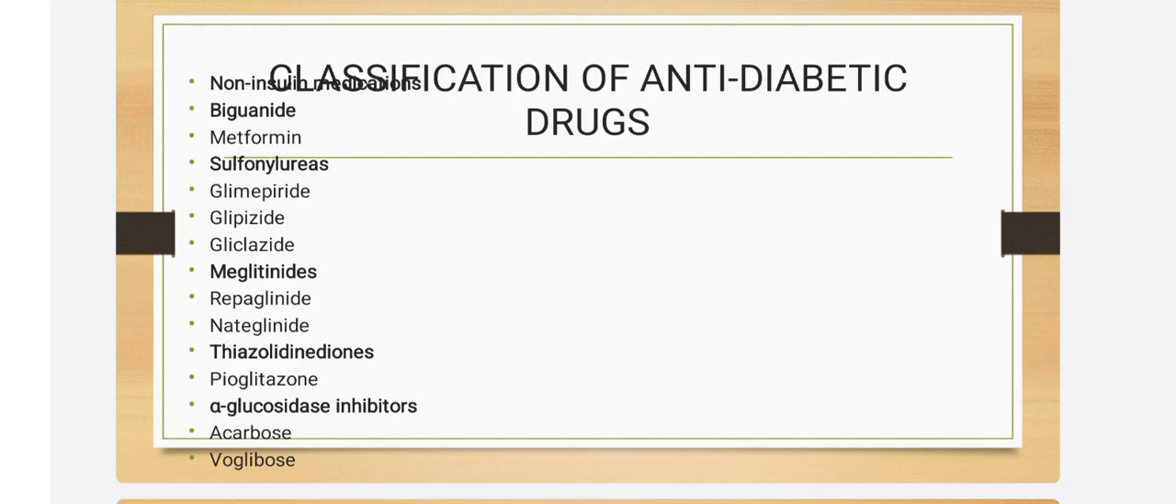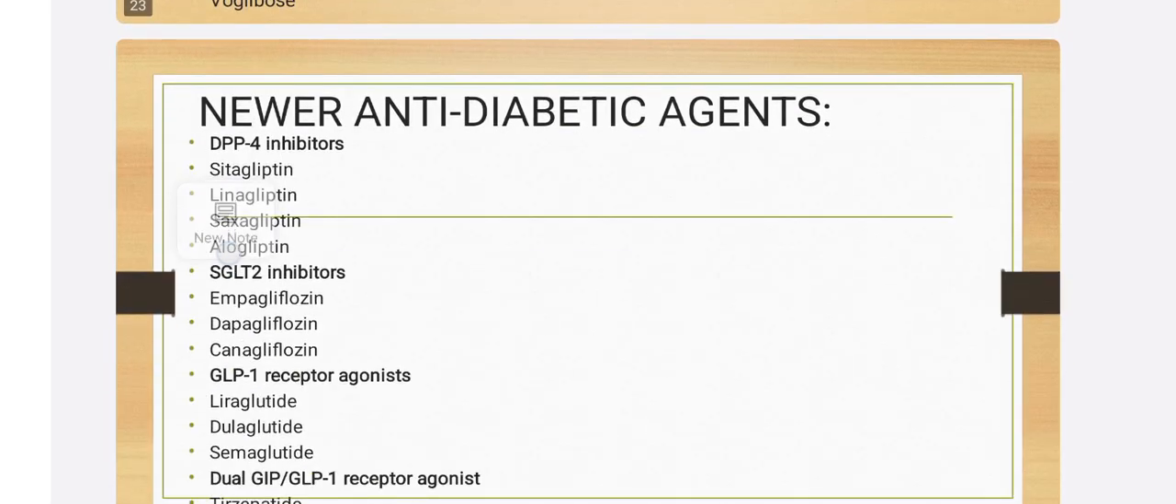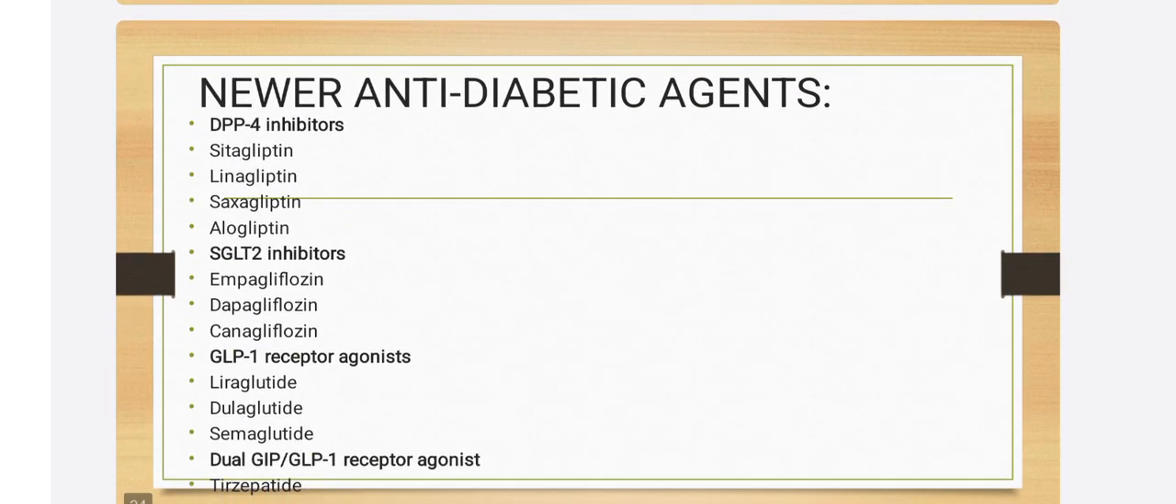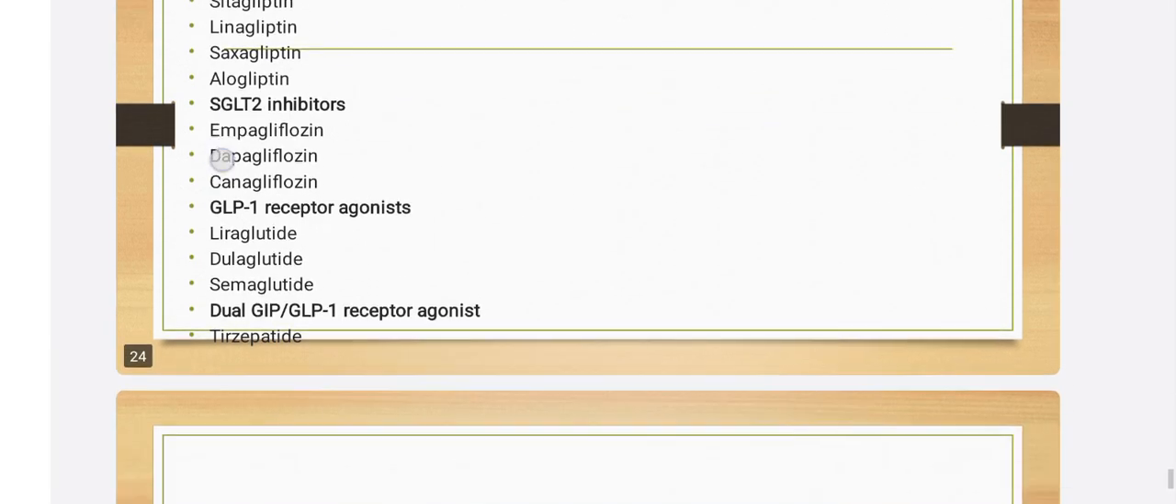In addition, we have several newer classes. These include dipeptidyl peptidase 4 inhibitors, SGLT2 inhibitors, GLP-1 receptor agonists, and dual incretin receptor agonists.